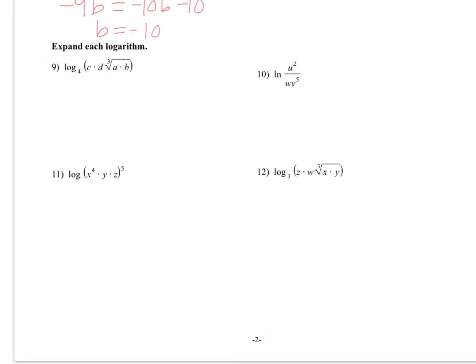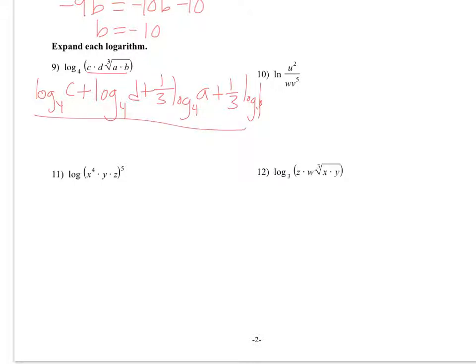For number 9, we've got to expand this logarithm, and I'd like to recall some stuff that we do with this. If I'm multiplying on the inside, it's going to be written as adding logs together. So I can write this as log base 4 of c plus log base 4 of d plus, the 1/3 exponent is going to come down front, 1/3 log base 4 of a plus, it's over the b also, 1/3 log base 4 of b. That's as expanded as that can get.